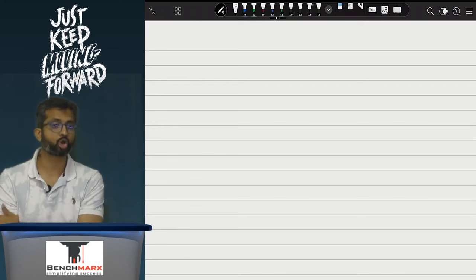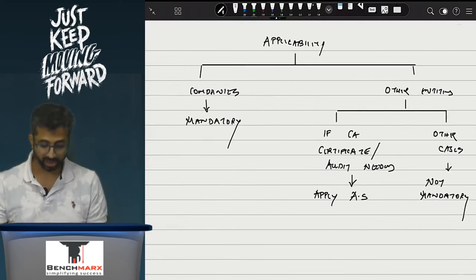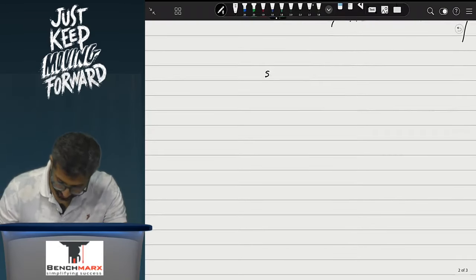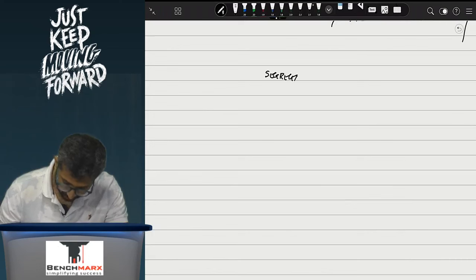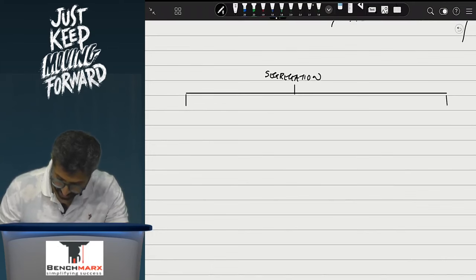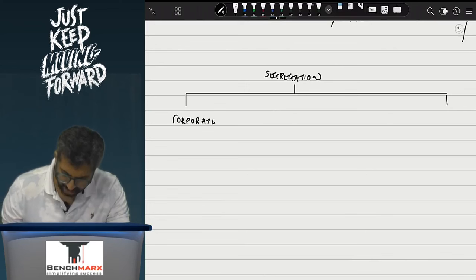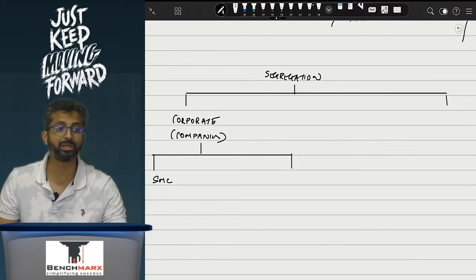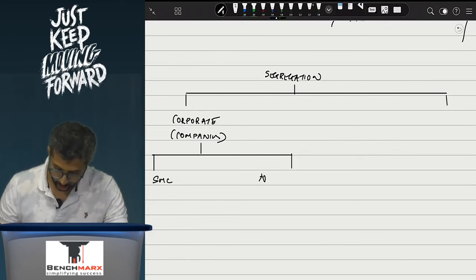This is for non-corporate entities. For corporate entities, the Ministry of Company Affairs has given just two segregations. So over here, if I look at the segregation between, let's say, corporate entities. Can you understand? Corporate entities would be like companies. For companies, the segregation is SMC. SMC is small and medium corporation, and non-SMC.